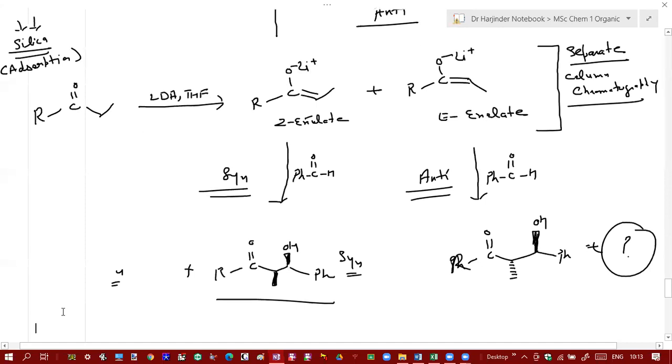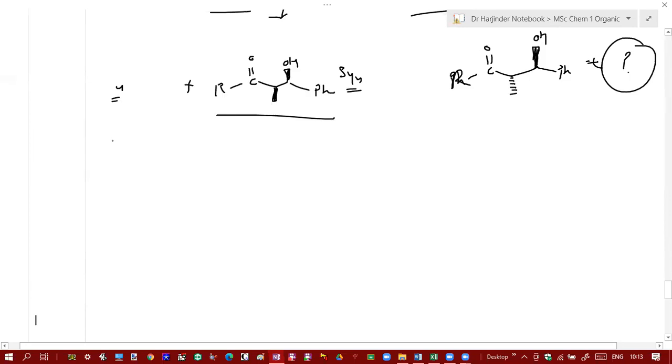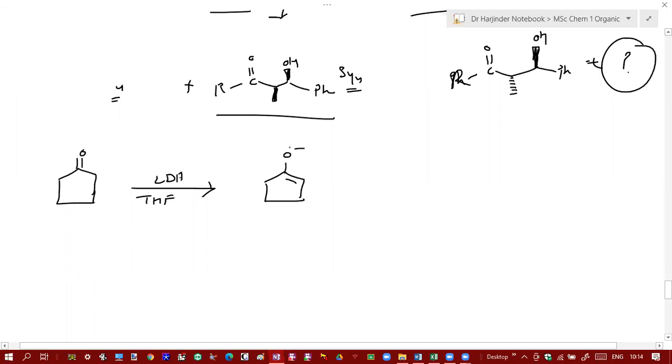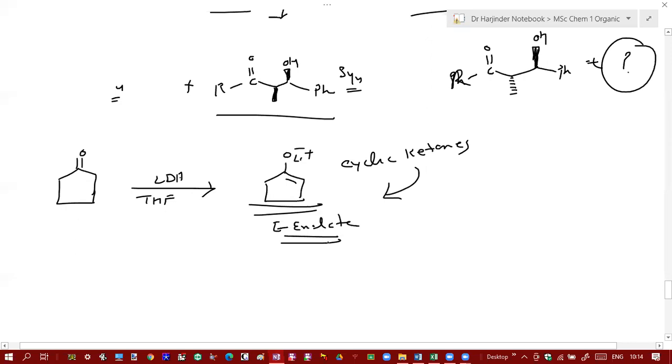Okay. And suppose you have a cyclic ketone, suppose you have this one, and again if you treat it with LDA and THF, you will get the corresponding enolate from here. Is this enolate an E enolate or a Z enolate? E. So whenever you have a cyclic ketone, most of the time it gives rise to an E enolate.